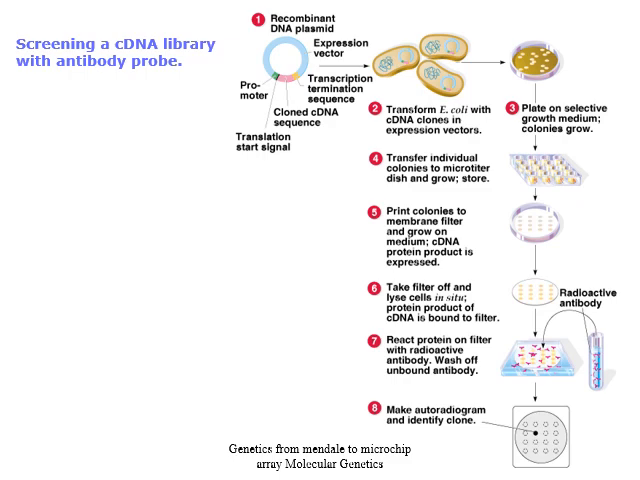Bring colonies to a membrane filter and grow on medium. The complementary DNA protein product is expressed. Take the filter off and lyse the cells in situ. The protein product of the complementary DNA is adsorbed to the filter. React the protein on the filter with a radioactive antibody. Wash off the unbound antibodies. Make a photoradiograph and identify the colonies.